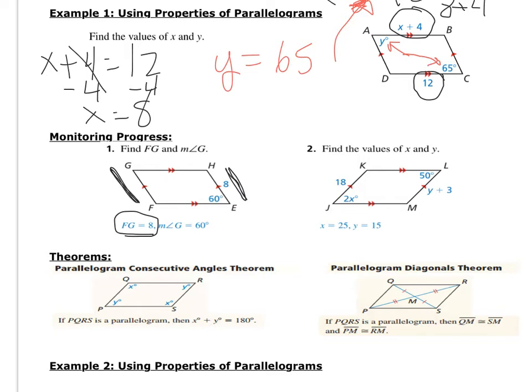Well, angle G is this angle right here that I'm shading in red. Okay. Well, what do we know about angles of a parallelogram? Well, right now all we know is that the opposite angles of a parallelogram are congruent. So, since angle G and angle E are opposite angles, they're congruent, and since angle E equals 60 degrees, angle G also equals 60 degrees.